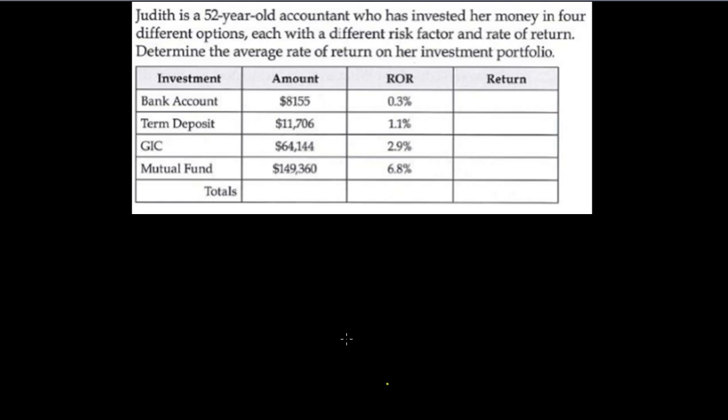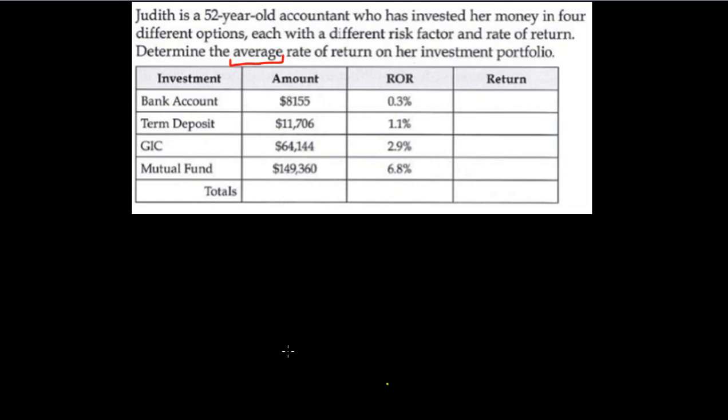Let's take a read of it and let's see if we can find this sort of shady word that they're using. Judith is a 52-year-old accountant who has invested money into 4 different options, each with a different risk factor and a rate of return. Determine the average rate of return in her investment portfolio. You might read that and say that it's pretty standard, but there's actually a really, really bad word in it right now, and that is this word, average.